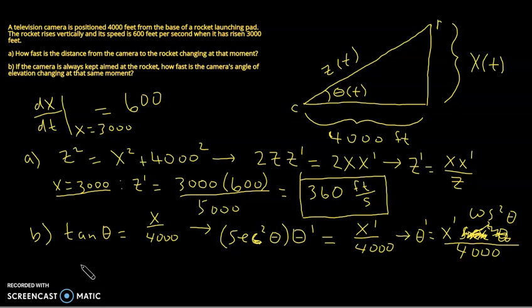Okay, now what we have to do is put in all our numerical values and we'll have our theta prime. Of course, get the units right as well. So theta prime is our x prime, which we know is 600, and then we need times cosine squared of theta, but again, remember this is happening when x is 3,000 and z is 5,000, so that means the cosine of theta is 4,000 over 5,000, which is 4/5. So we've got 6,000 times 4/5 squared, and then divided by 4,000.